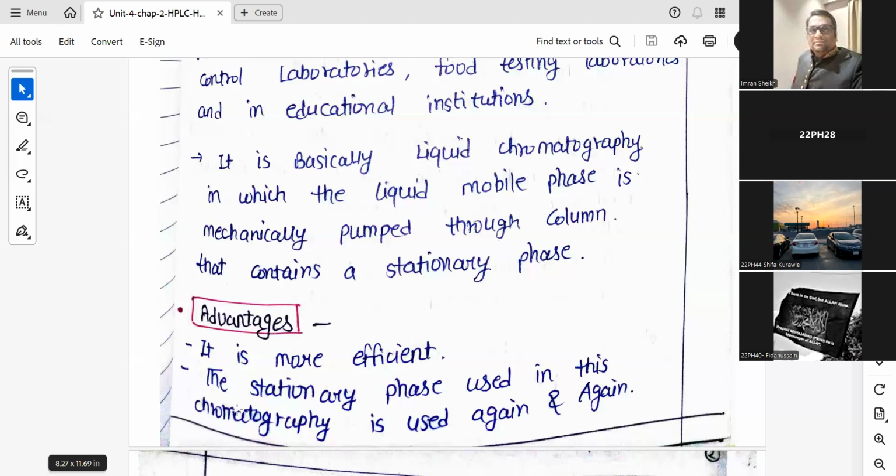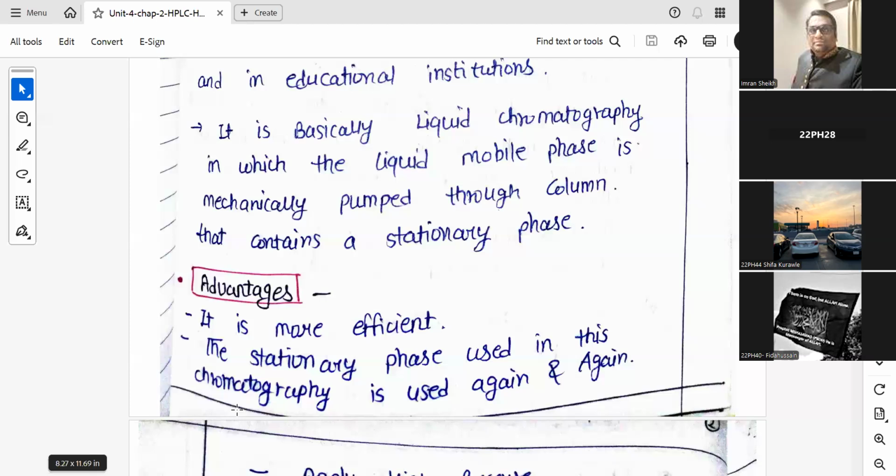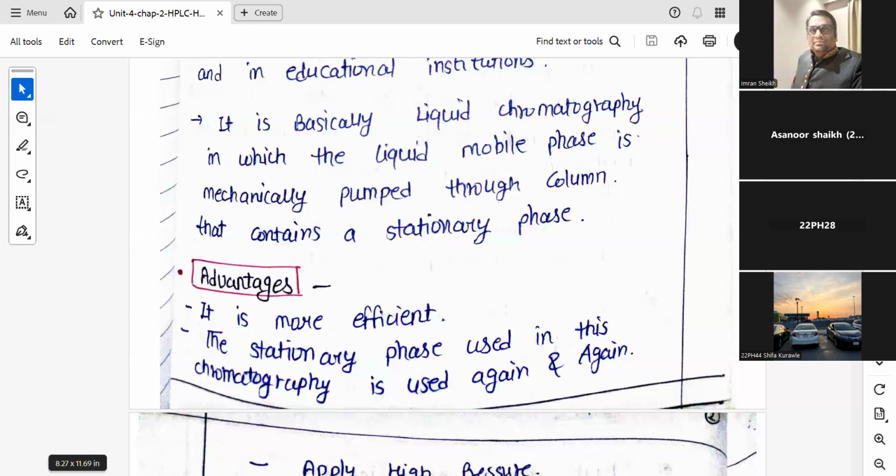Okay. Thereafter, it is basically a liquid chromatography. Obviously, it is a liquid chromatography, and the mobile phase is liquid and is mechanically pumped through the column, which contains a stationary phase. So, what is the mobile phase? Liquid.